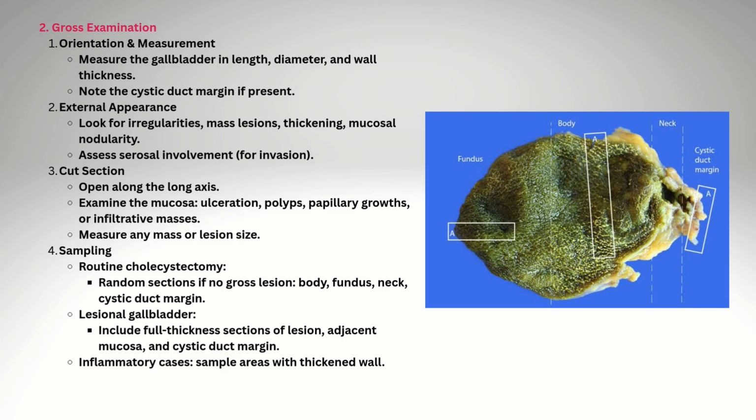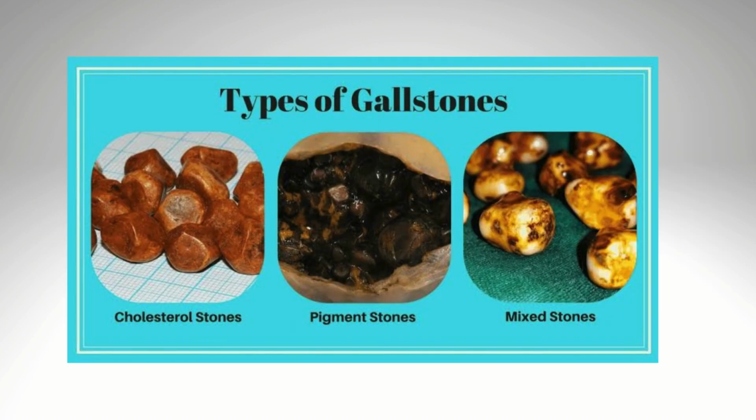On cut section, examine the mucosa for ulceration, polyps, papillary growths, or any infiltrative mass, and measure any mass or lesion if present. Sampling for routine cholecystectomy: random sections from the gallbladder body, fundus, neck, and cystic duct margin should be taken. And you should always know that sometimes we get gallstones in the specimen.